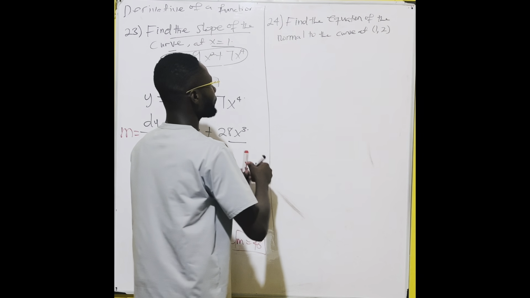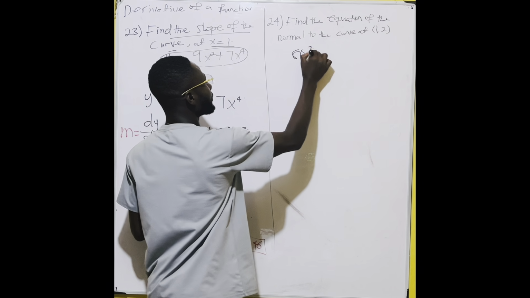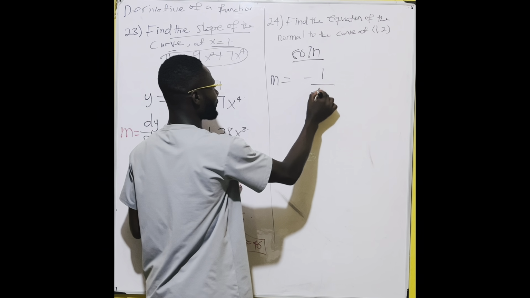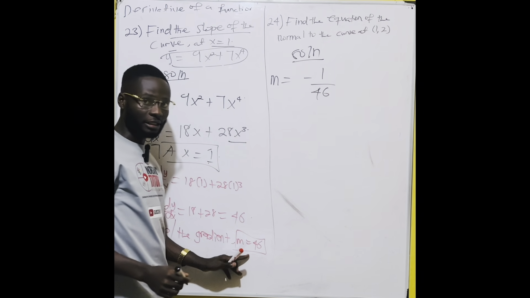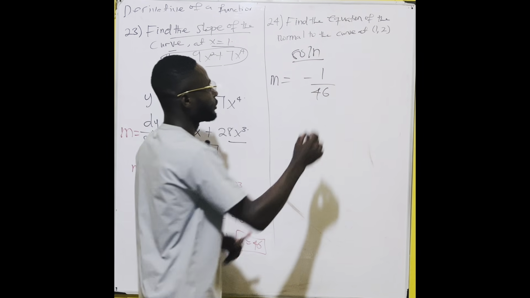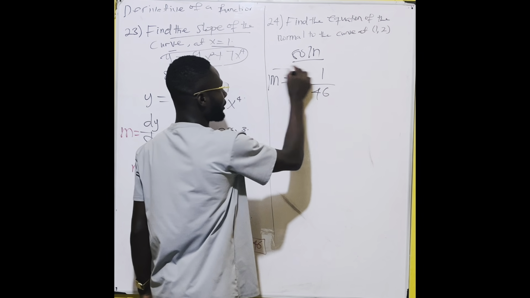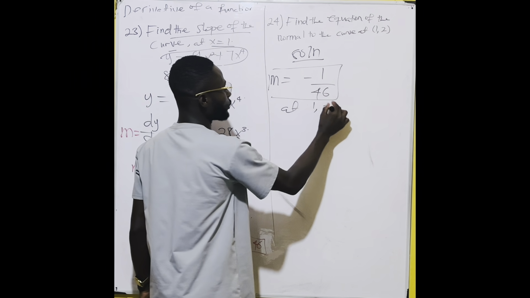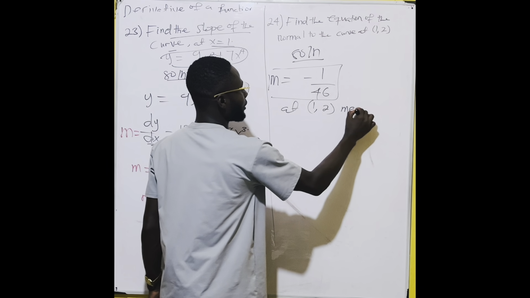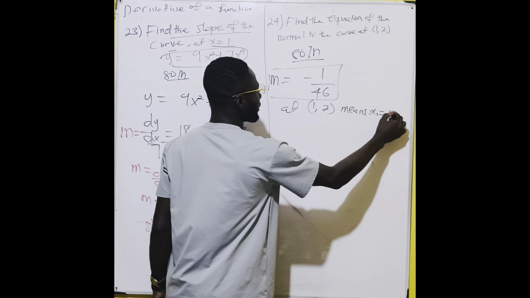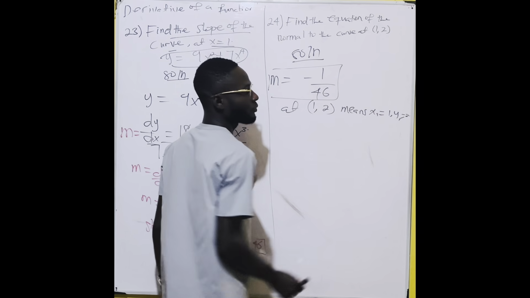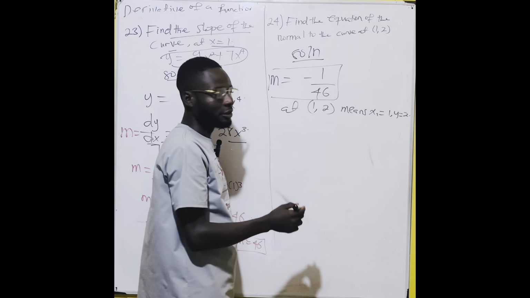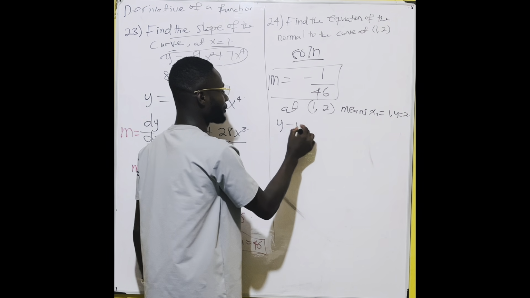So here, our gradient will be equal to the negative reciprocal of the gradient that we have here, since it's normal. And that becomes our gradient. And we know that the point 1, 2 means x1 is 1 and y1 is 2. Once we know this information, then the rest is substitution.